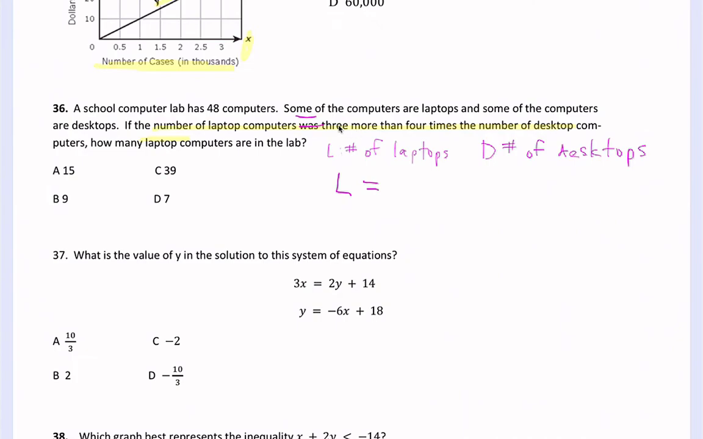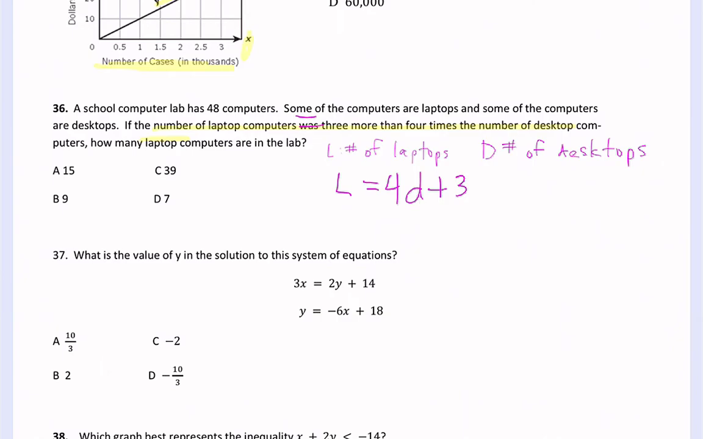3 more. Well, to represent 3 more, I know I need to add 3. So I'm going to leave a space and add 3. Well, what am I adding 3 to? Well, it says 3 more than 4 times the number of desktops. So 4 desktops is D. So the number of laptops we have is equal to 3 more than 4 times the number of desktops.